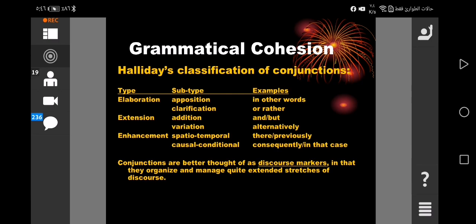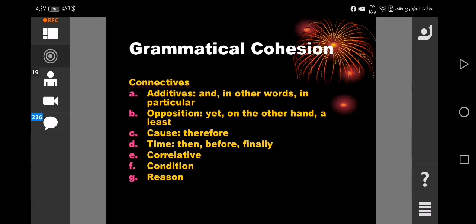In linguistics, we also call them discourse markers. This is another classification.